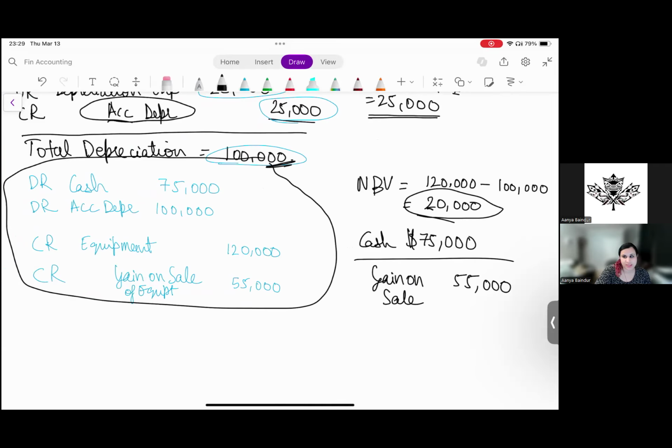I prefer doing it using the journal entries because I find it much more intuitive, and then I don't need to remember what a net book value is. So I find this much easier.